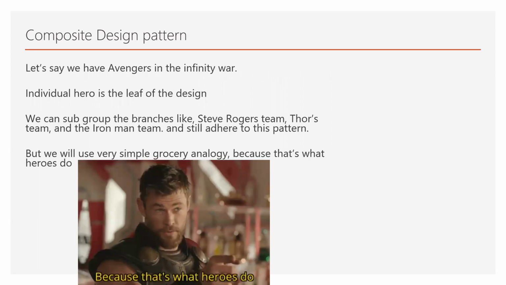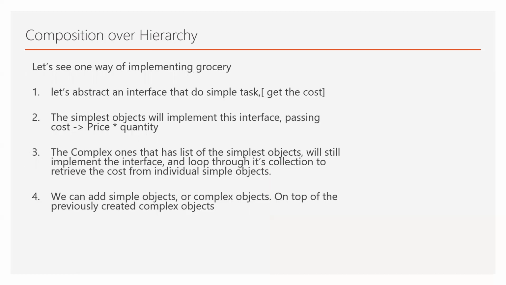And let's say we have the Avengers in Infinite War as an example to explain how this composite design pattern can be used. We can have subgroups and branches like Steve Rogers, Thor, or Iron Man, and we could still add them to this composite design pattern. But for now, we'll just be using a very simple cart analogy.